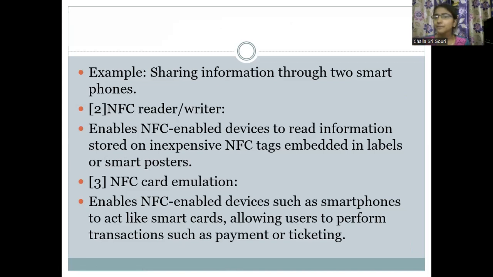There are three modes: peer-to-peer communication mode, NFC reader or writer, NFC card emulation. In peer-to-peer communication mode, both devices must be active and they generate radio waves alternatively. In NFC reader or writer mode, this mode will actually enable the NFC-enabled devices either to write the information or read the information which is present on the tags. And coming to the third one, NFC card emulation mode, this mode will actually help in order to perform any kind of transactions such as payment or ticketing.